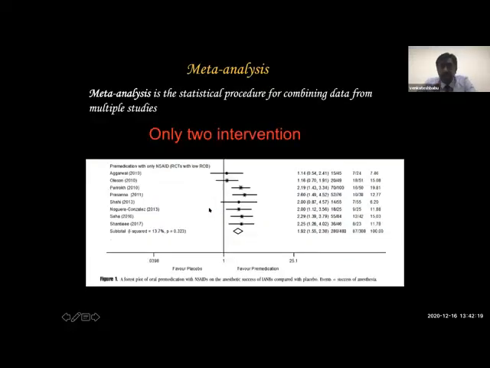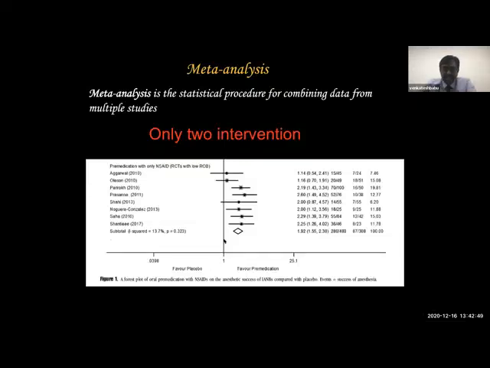So next is your meta-analysis. The definition of meta-analysis is the statistical procedure for combining the data from multiple studies. I hope this definition is very simple. In a systematic review, I used to collect all the papers. That's all. In a meta-analysis, I used to extract the data and put it into the software. It will give me the statistical values. So that is what the meta-analysis does.